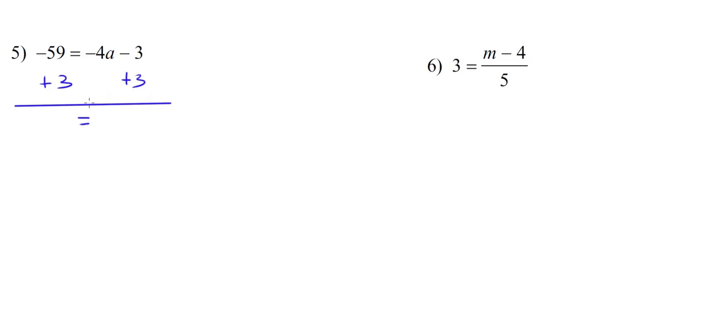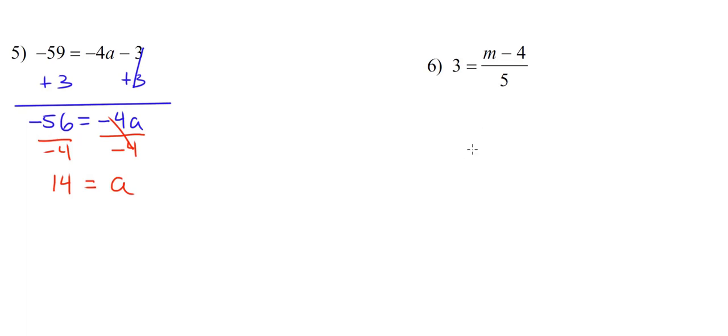On the left side, negative 59 plus 3, different signs subtract, and keep the sign of the bigger number. That becomes negative 56. And on the right, these cancel out, leaving us with negative 4a. Now, in order to get a alone, we need to get rid of this negative 4, which is multiplying a. And in order to do that, we're going to divide both sides of the equation by negative 4. On the right, these cancel out, leaving us with a. And on the left, negative 56 divided by negative 4 is positive 14. So that's our answer.